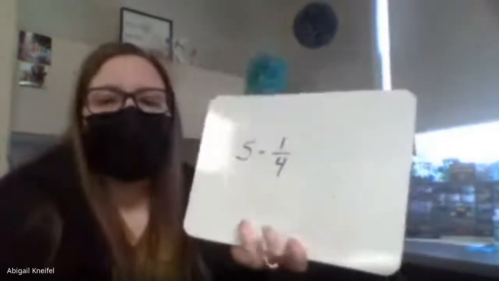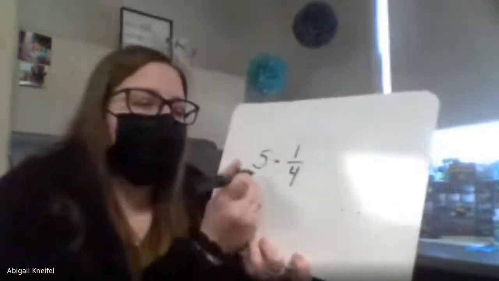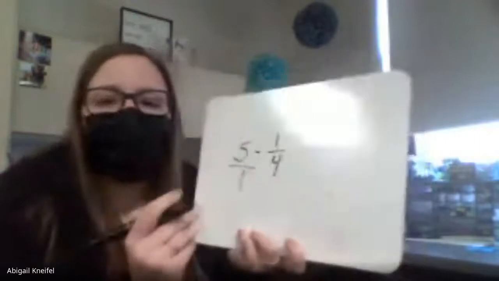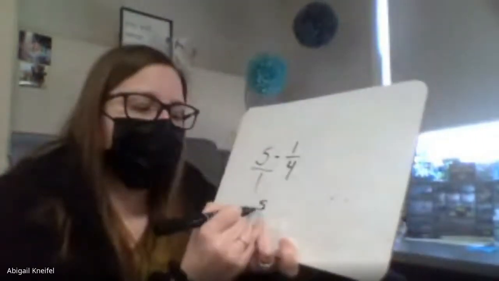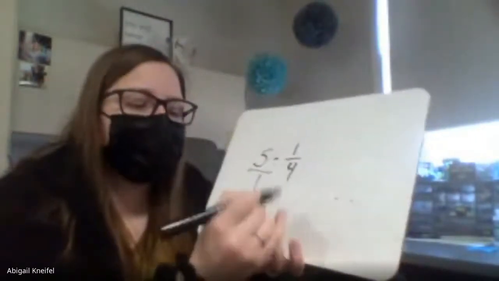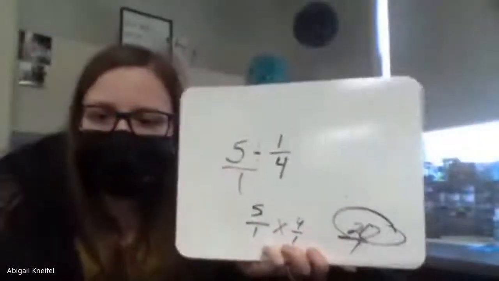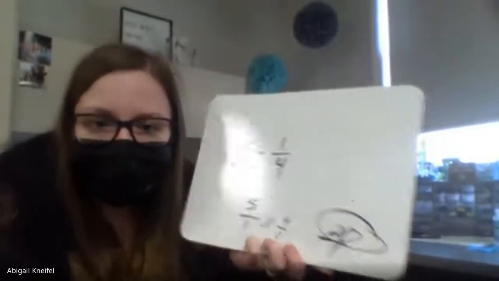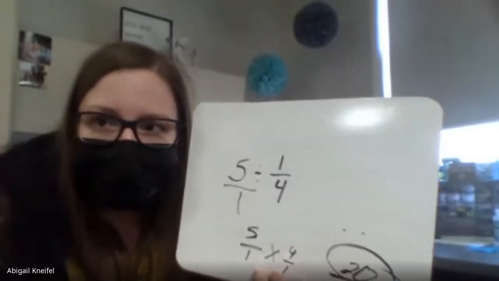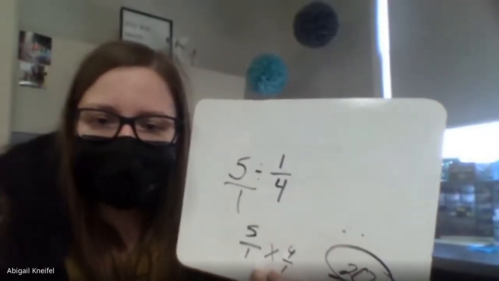I have a whole number. I need to make my whole number a fraction. So I put 5/1. Then I need to flip my second fraction. So now I have 5/1 times, flip, 4/1. 5 times 4 is 20. 1 times 1 is 1. 20/1 is really just 20. Let me see your boards. I should see lots of 20s. All right, I'm seeing 20s. That's good.